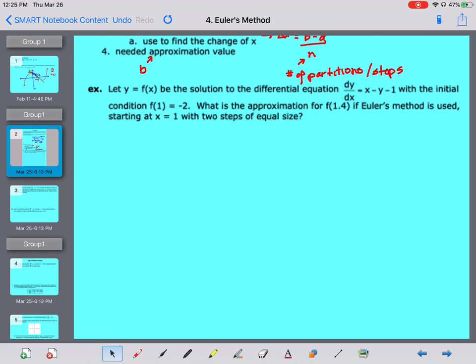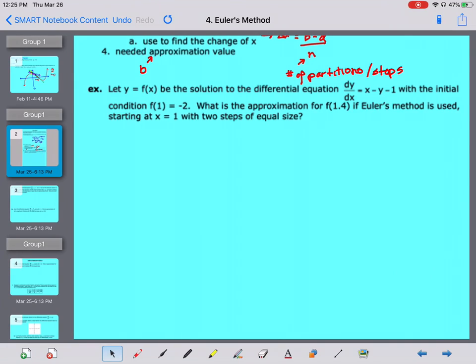Okay, so it says let y equals f of x be the solution to the differential equation dy over dx is equal to x minus y minus 1. So with these differential equations, you're going to get some that we can solve, but then you're going to get some like this one that is not solvable or integrable because of the implicit variables in the problem. And this is where we would go to our approximation methods. So that's where this method comes into play.